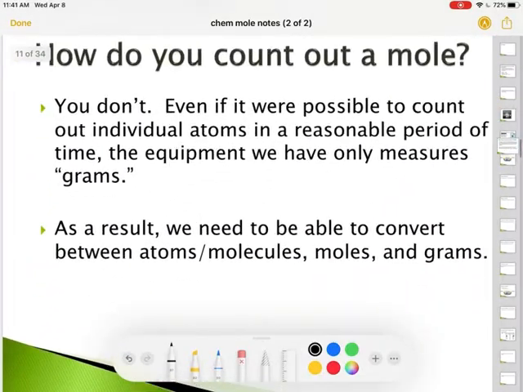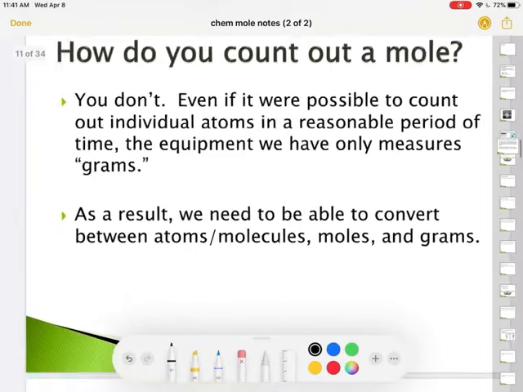Okay, so how would you count out a mole? Well, you don't, because the atoms are so small that you can't physically count them. So being able to convert between grams and atoms or molecules is actually really important in chemistry. And that's where dimensional analysis comes in.